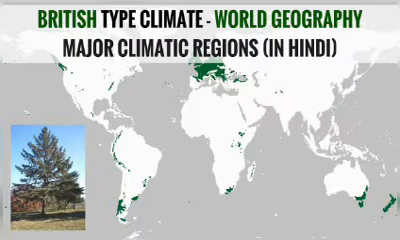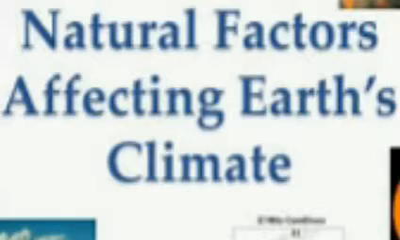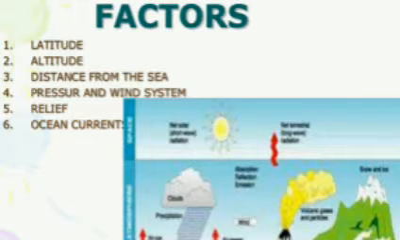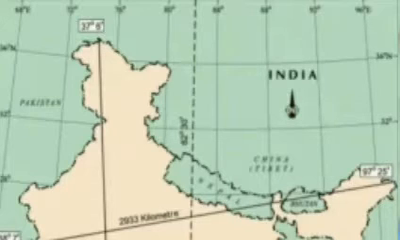What are the factors affecting the climate? The climate of India is affected by the factors of latitude, altitude, distance from the sea, monsoon wind, relief features and jet stream. Now we have to see about the first factor, latitude.